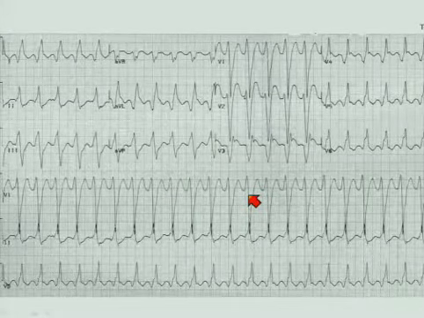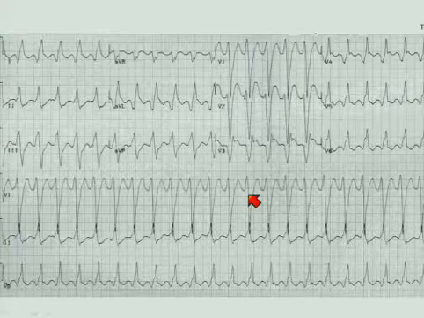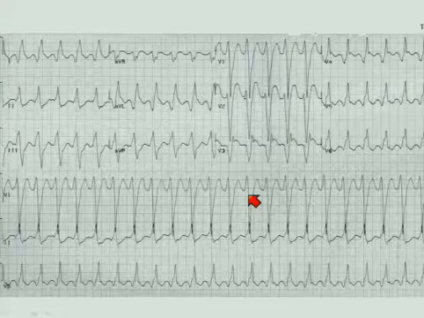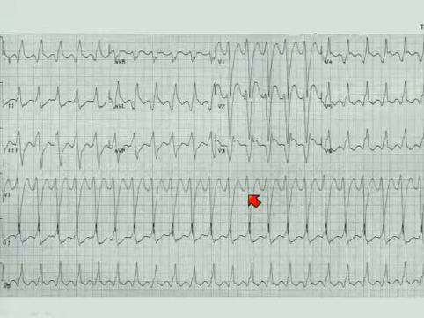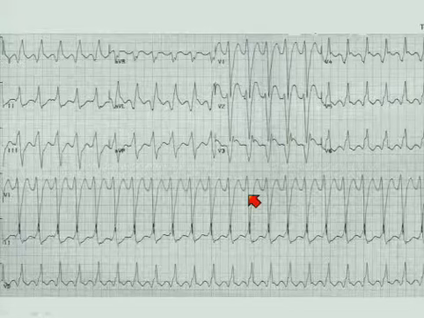And here's one of the morphologies by left bundle. You'll notice this Q sort of thing here in lead one. When was the last time you saw something like that with a regular left bundle? Look how long it takes to get up to the top of the R wave and then how long to get down to the nadir. And the QRS duration is very wide here. And so all those things favor this being ventricular tachycardia, which is what it is.